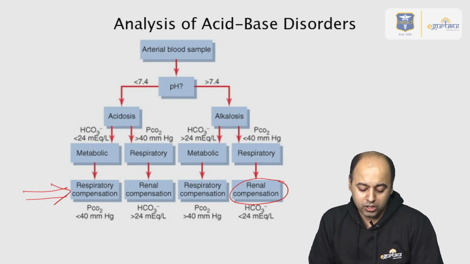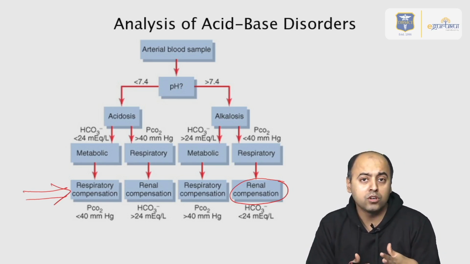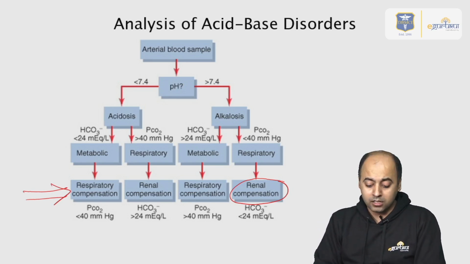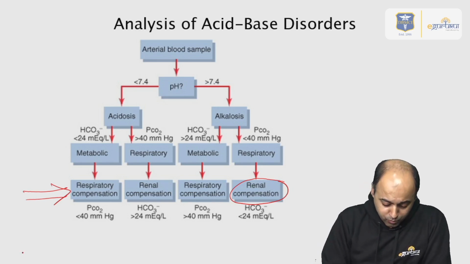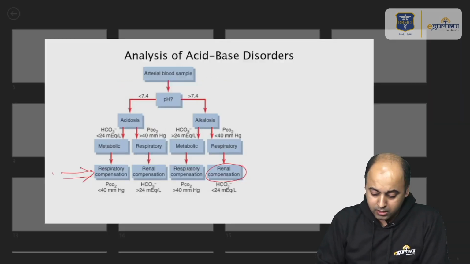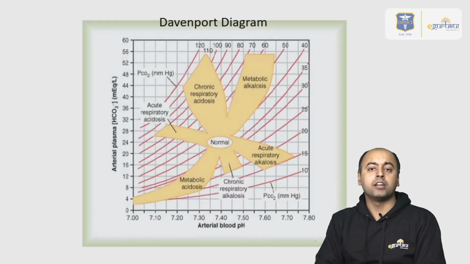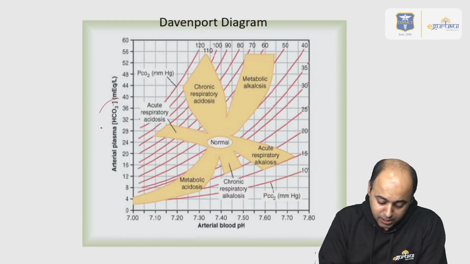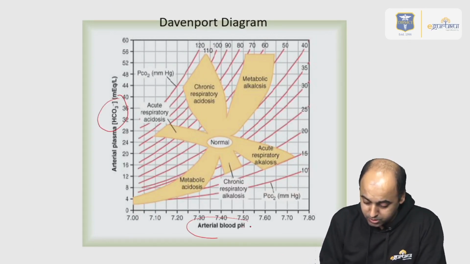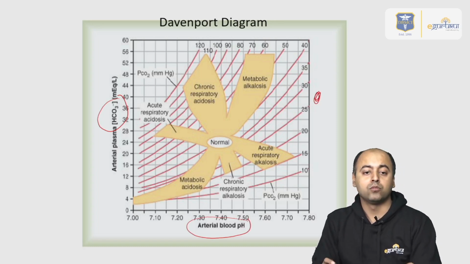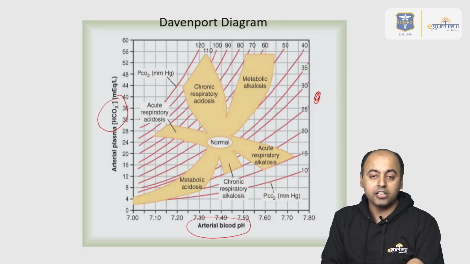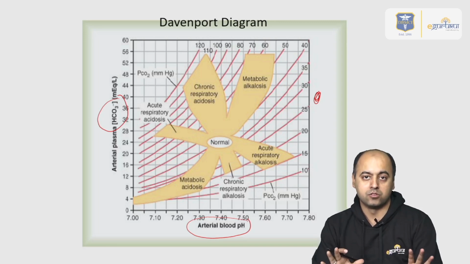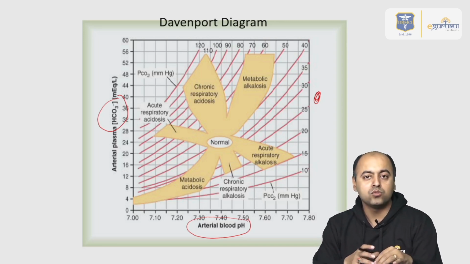Very frequently in clinical scenarios, we don't need to work this out, because most of the time we can have a handbook. You can have any handbook which has this graph called the Davenport diagram. Just put in the values for the parameters: the bicarbonate value, the blood pH, and the PCO2 value. Put in the three values and you can quickly read out from this graph the type of acid base disturbance. Alright, so these are a few points which you have to keep in mind.